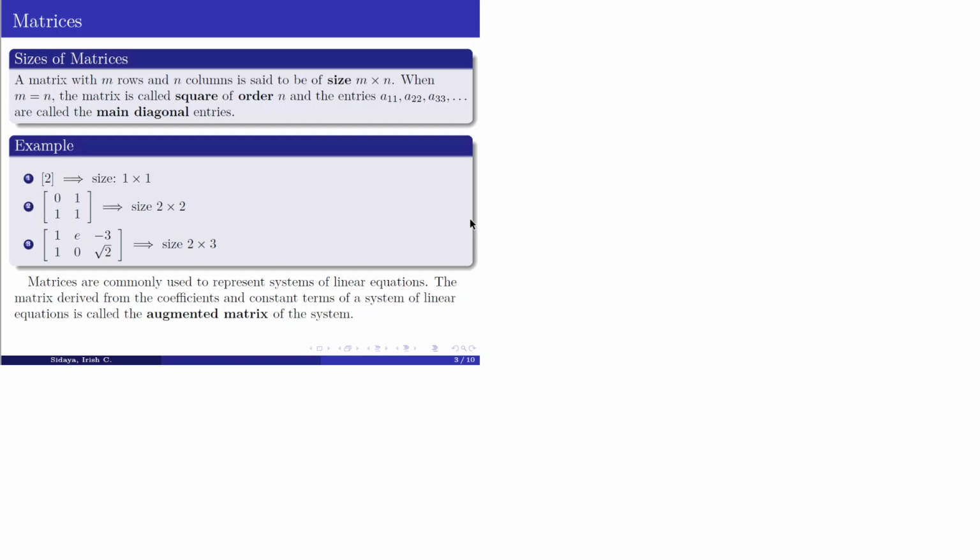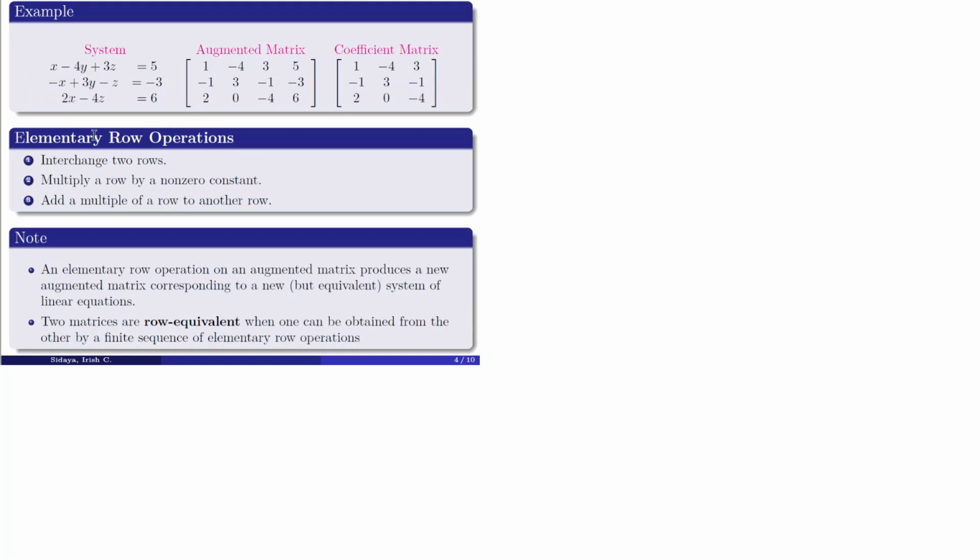Matrices are commonly used to represent systems of linear equations. The matrix derived from the coefficients and constant terms of a system of linear equations is called the augmented matrix of the system. Moreover, the matrix containing only the coefficients of the system is called the coefficient matrix of the system. For example, given this system of linear equations, its corresponding augmented matrix is this one.